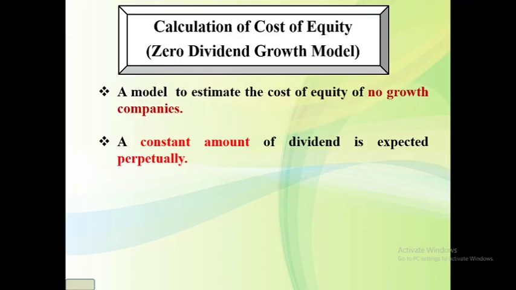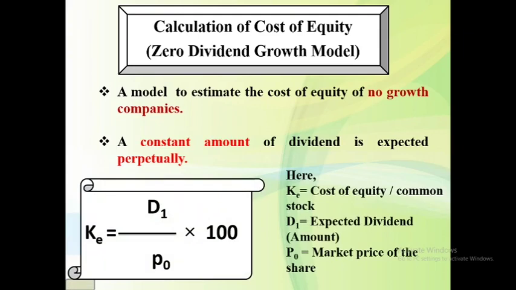That means here the dividend growth rate is zero, and that's why this method is termed the zero dividend growth model. Here is the formula to calculate the cost of equity by this model. The formula contains expected dividend divided by market price of the share into 100. Here are the details of each element.